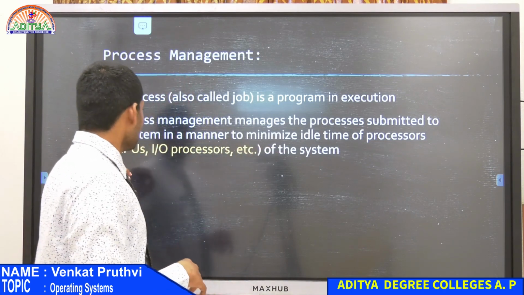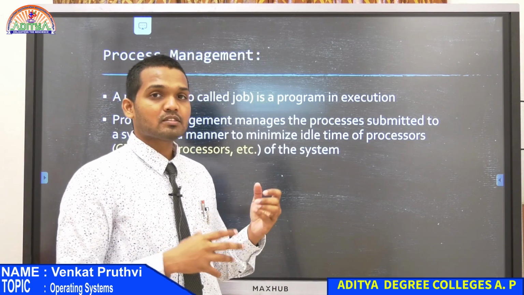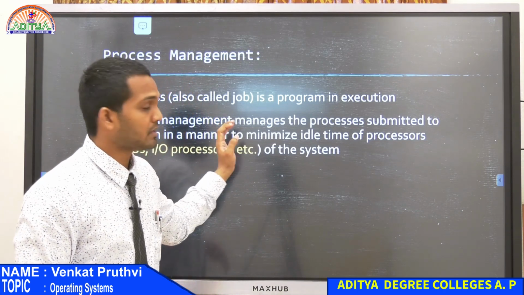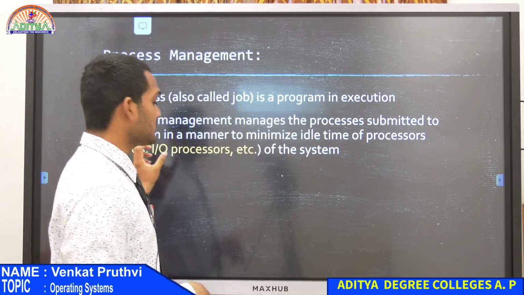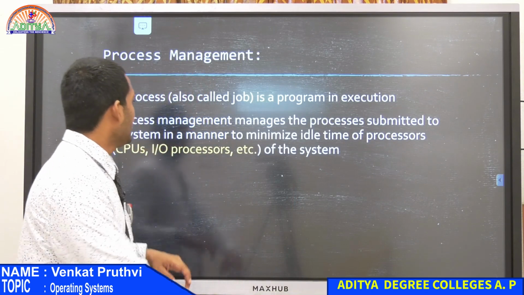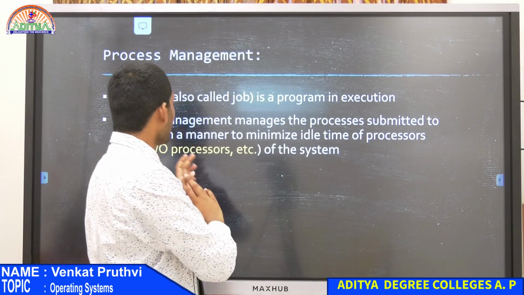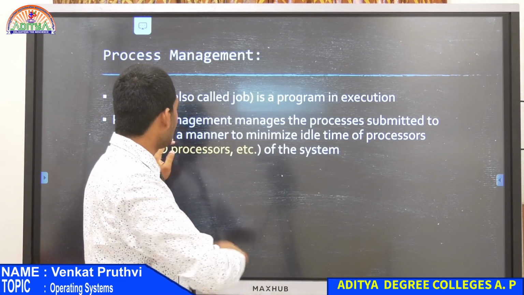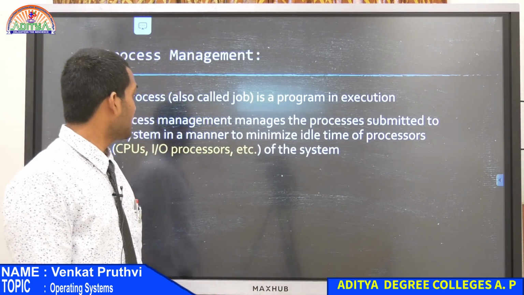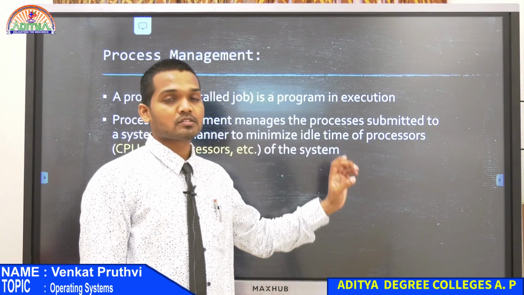Now, in order to manage that task or process efficiently, we need some management. What kind of management do we need? We need process management that manages the processes submitted to a system in a manner to minimize idle time of processors. Here you understood process management means managing the processes submitted to a system, but the last part of the sentence says in a manner to minimize the idle time of processors. What do you mean by that? It is telling us that it should minimize the idle time of processors.